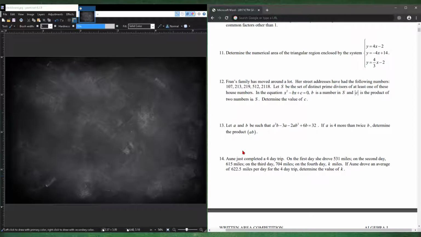Number 12. Fran's family has moved around a lot. Her street address has the following numbers: 107, 213, 219, 512, and 2118. Let S be the sum of distinct prime divisors of at least one of these house numbers. In the equation x squared minus bx plus c is equal to 0, b is a number in S, and the value c is the product of the two numbers in S. Determine the value of c.